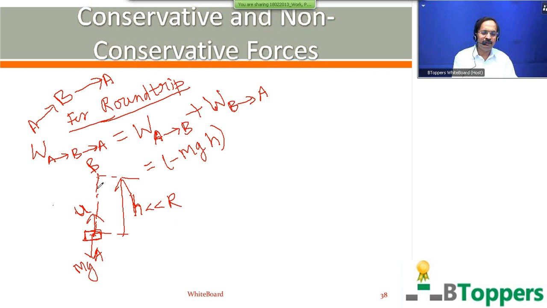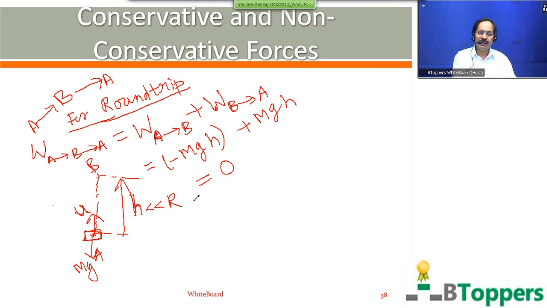But when the body is moving downwards from B to A, if you consider the downward motion separately, the gravitational force mg acts in the direction of the motion, or in the direction of the displacement of the body. So the work done by the gravitational force when it moves back from B to A is plus mgh. So the work done by the gravitational force on the body when it completes a round trip and returns to the starting position A will be 0.